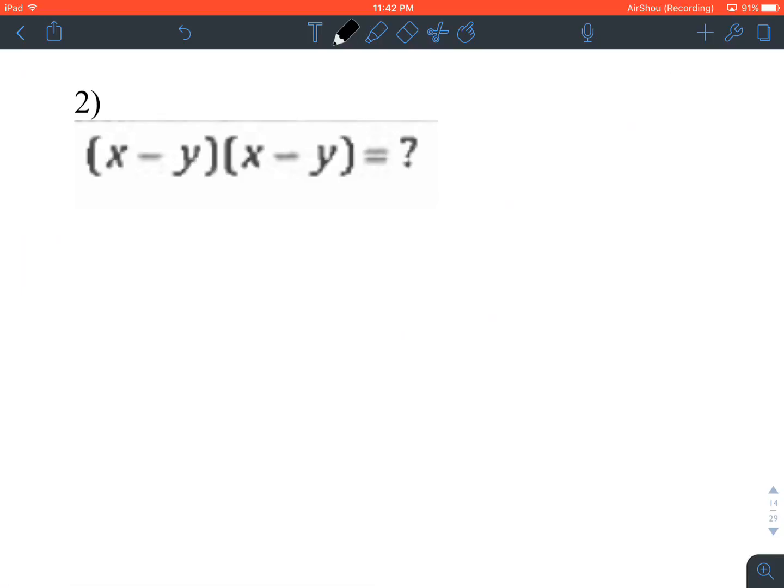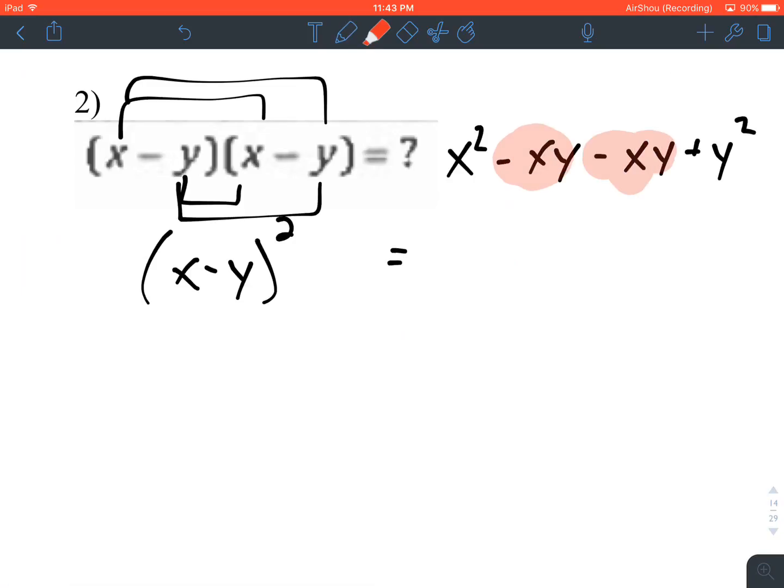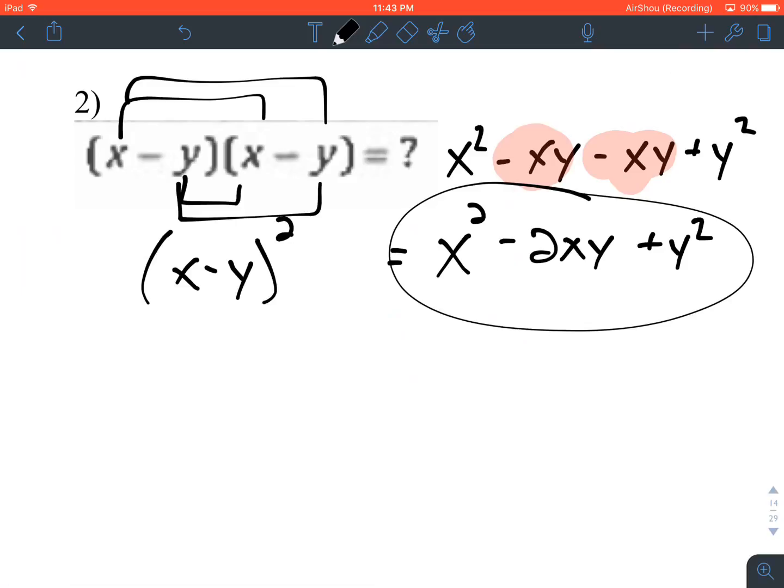Number 2 here, this is multiplying the same thing by itself. So this question could have also been x minus y squared. So we got x times x, which is x squared. X times a minus y is a minus xy. Y times a subtract y times an x is another subtract xy. And a minus y times a minus y is a plus y squared. Two middle terms are like terms. They have the same sign, so they're going to get bigger and negative. And that's all she wrote for that problem.